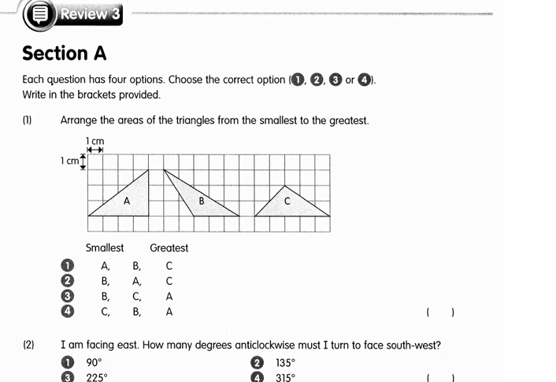So for review 3, anyone has any problem with question 1? Question 2? Question 3? Question 4? Question 5? Question 6? Question 7? Question 8? I'm going to go through question 8 together.